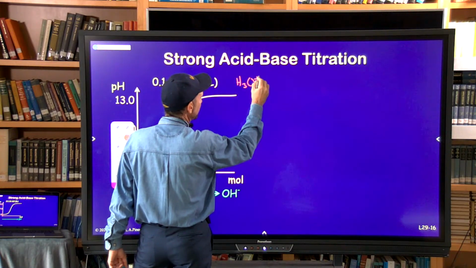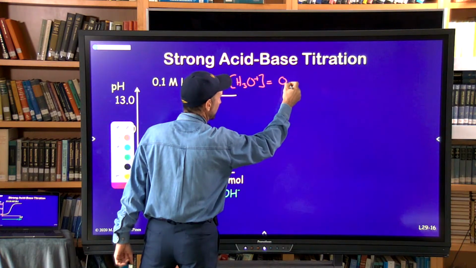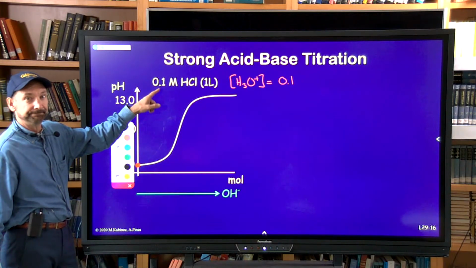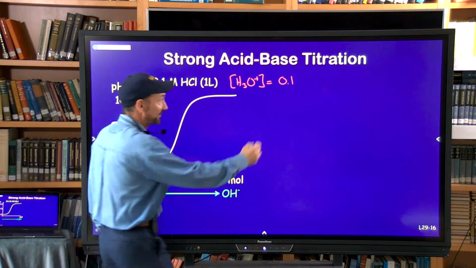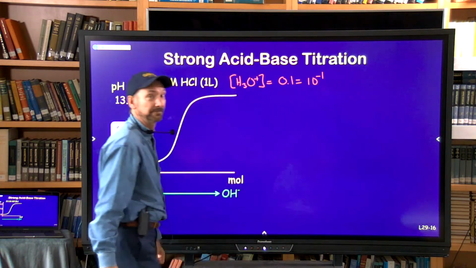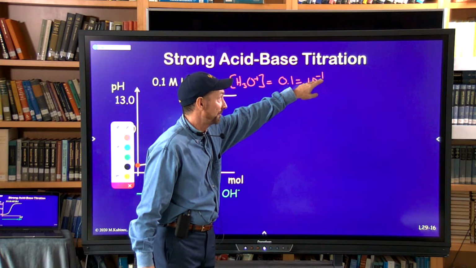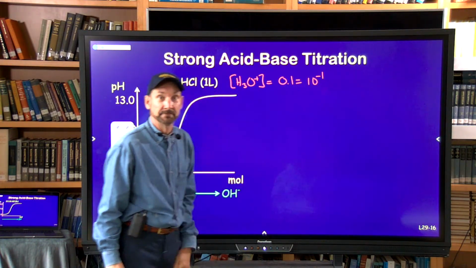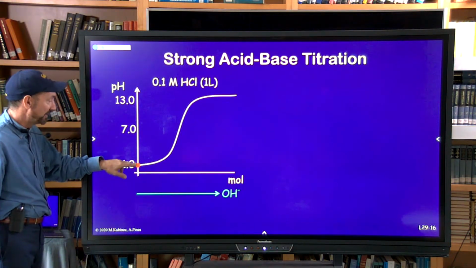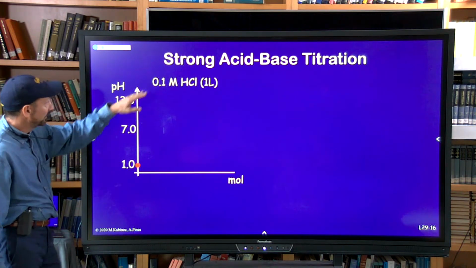and the H₃O plus concentration in your water is 0.1, which is 10 to the minus 1. So what's the pH? It's the exponent with the opposite sign, 1. Okay, so this thing starts out at pH 1. And just go back one animation there. That is what that is.